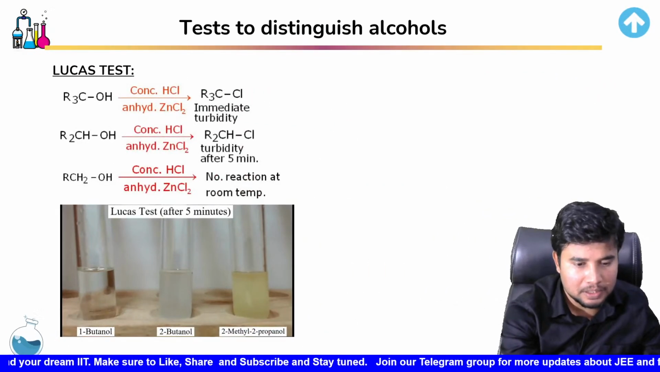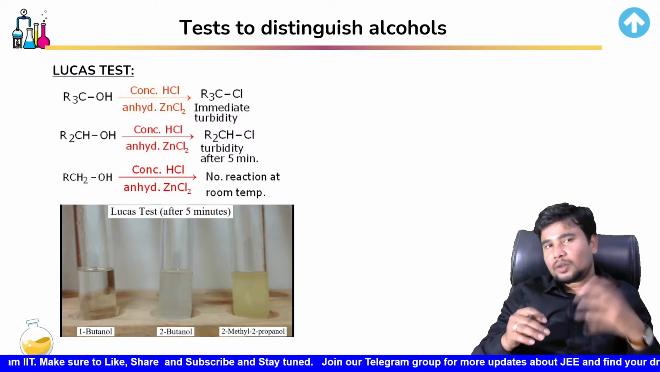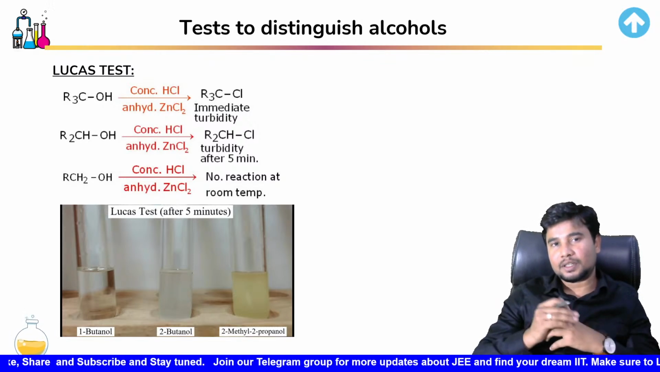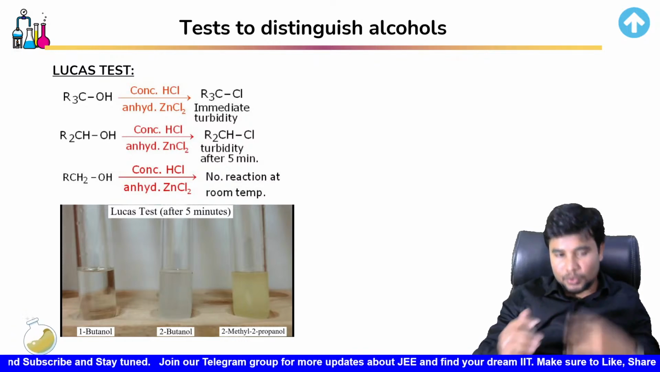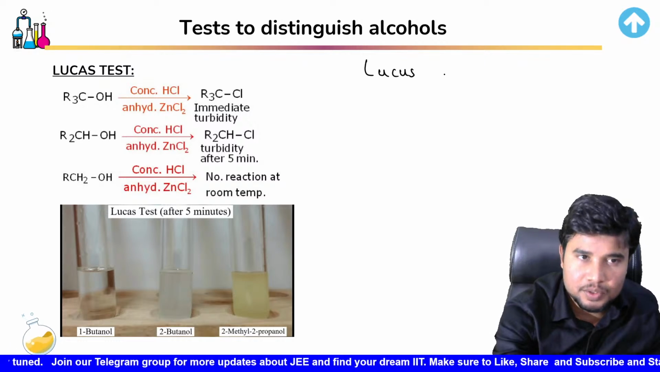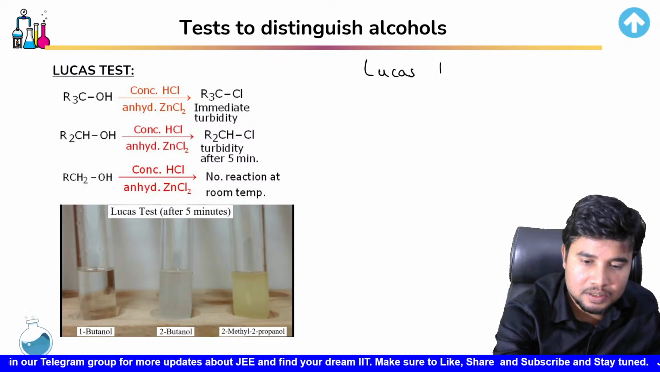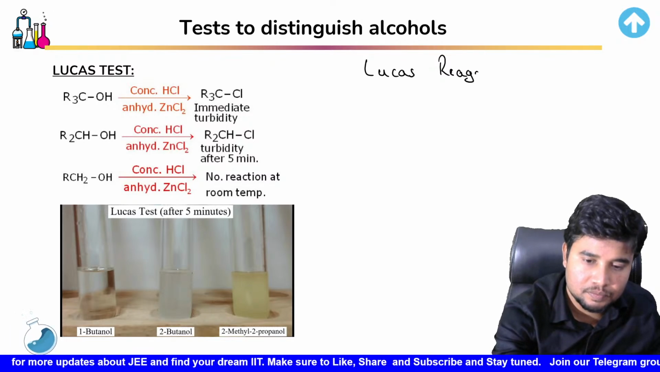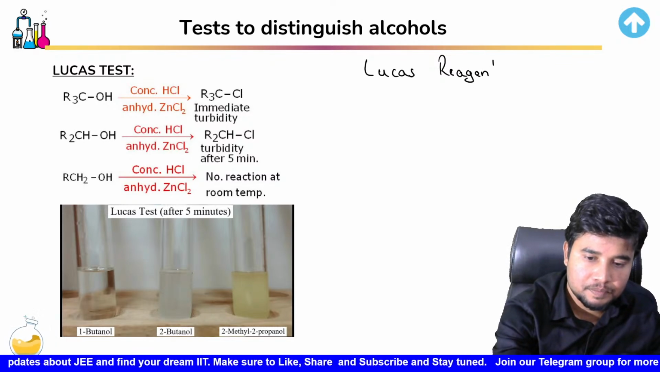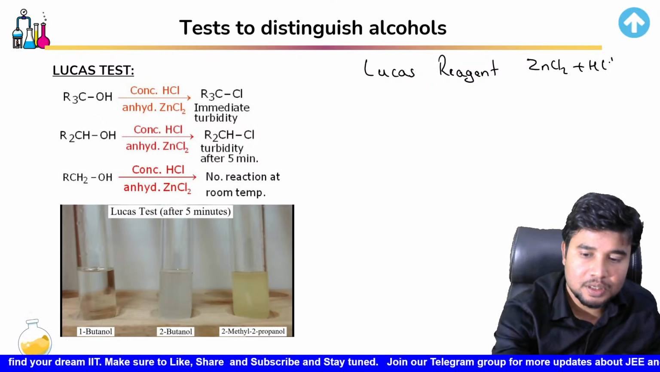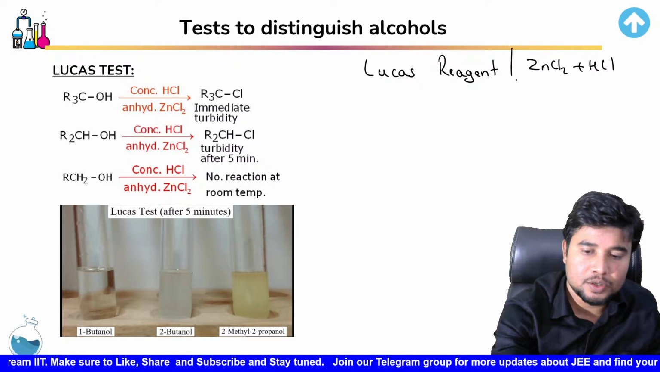The next reaction of alcohols is also considered a test for primary, secondary, and tertiary alcohols. What you do is react them with something called Lucas reagent. This Lucas reagent is ZnCl2 in the presence of HCl.